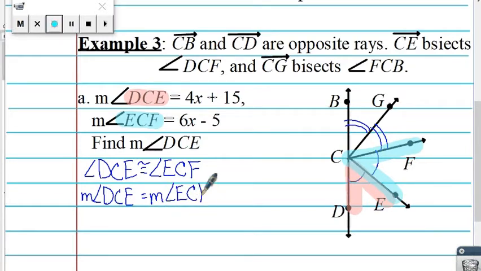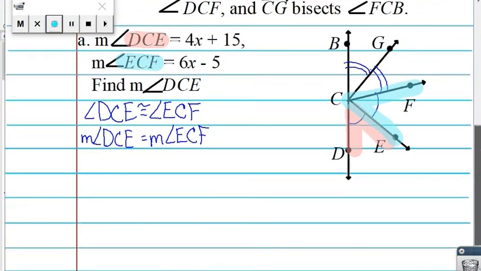Now, guys, once we have that set up, we now have the makings of an algebraic equation. Because I have the measure of angle DCE is 4x plus 15, I can put 4x plus 15 in place of the measure of that angle. And in place of the measure of angle ECF, I can put 6x minus 5. Now we've got an algebraic equation that we can solve.